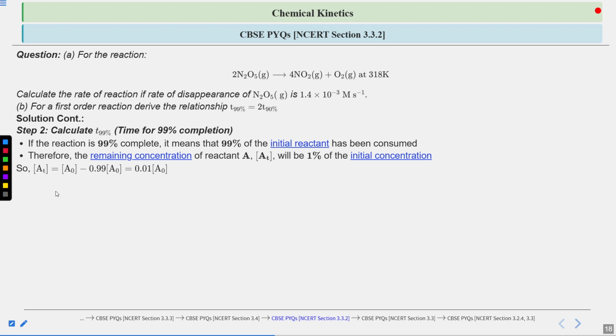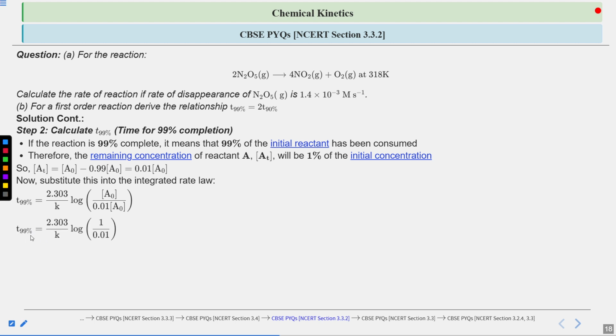1% of A naught. Now substitute this into the integrated rate law. We will get T at 99 is equal to 2.303 by K log of initial, that is A naught, upon final, that is 1% of A naught, 0.01 multiplied by A naught. Similarly the A naught will cancel out and T 99% equals 2.303 by K log of 1 upon 0.01. You can solve it. It will come out as T 99% equals 2.303 by K log of 100.